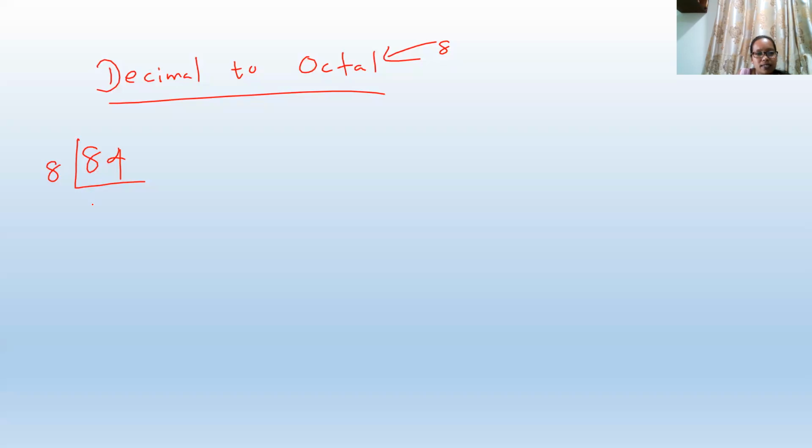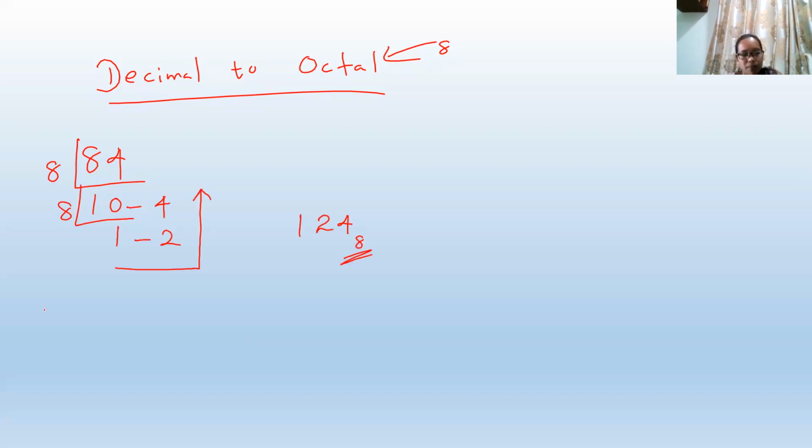So 8 into 84 is 10, and the remainder is 4. Again, divide by 8, that is 1, remainder is 2. So you have to stop once you take a value that is less than 8, that is now 1. We can't go further, and you have to put the answer as 1, 2, 4, and the base as 8. Right? Same procedure you have to follow, only the difference is you have to divide by 8, not by 2. Right? Okay, we'll move on to the exercise.